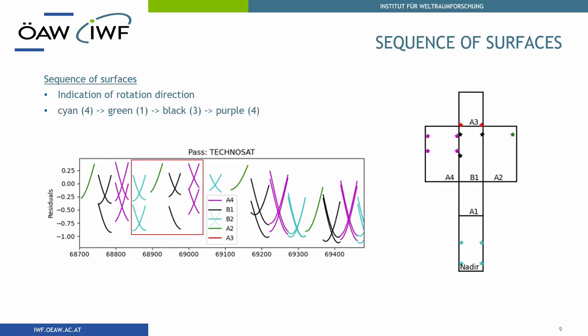Basically, there is an idea what can be done about that. I will talk about that on the next slide. Also, you can get an idea on the rotation direction of the satellite when looking at the sequence of the retroreflector patterns, residual patterns appearing here. So you can see four retroreflectors followed by one, followed by three. This indicates the rotation direction of this box type satellite.